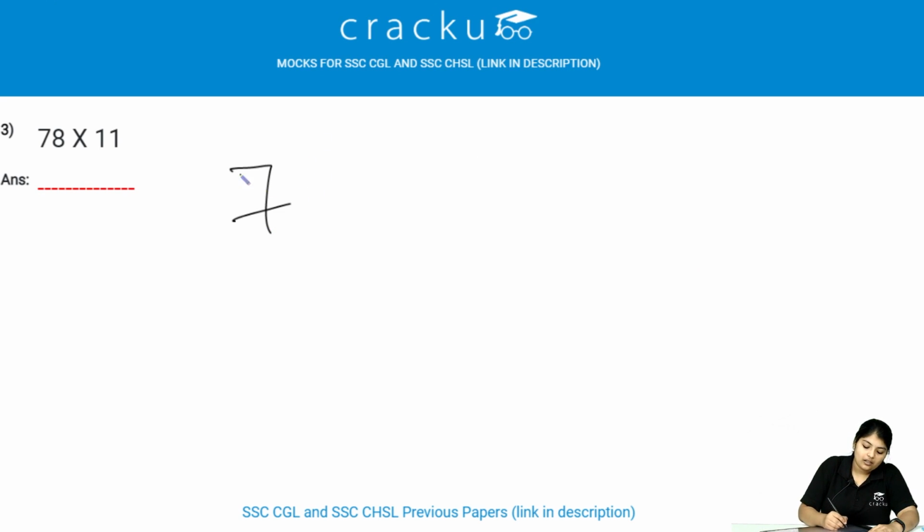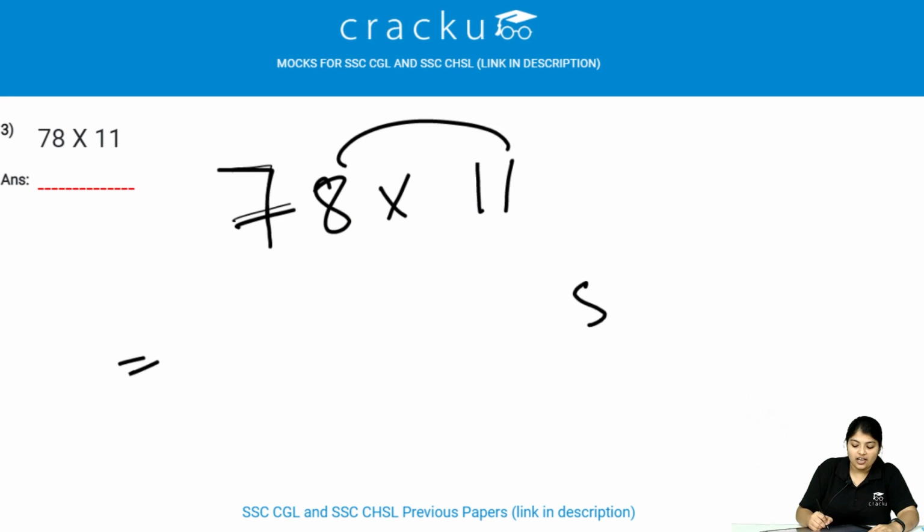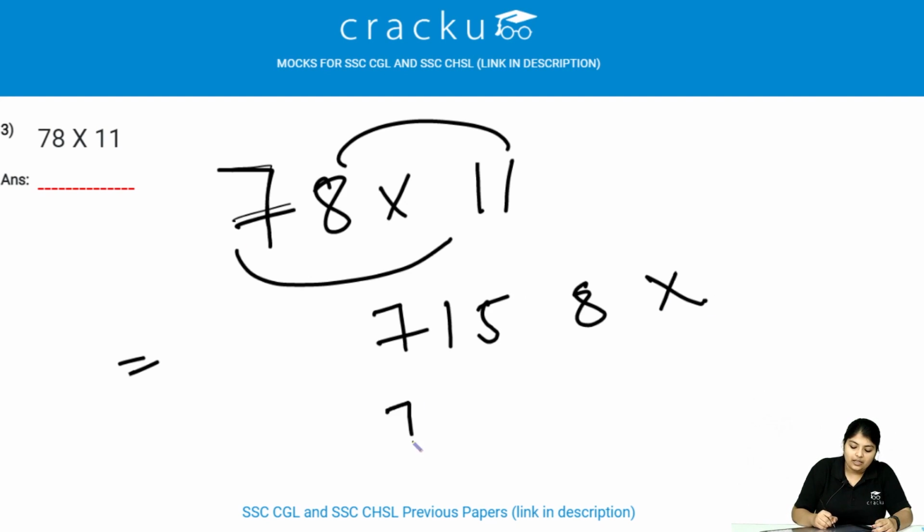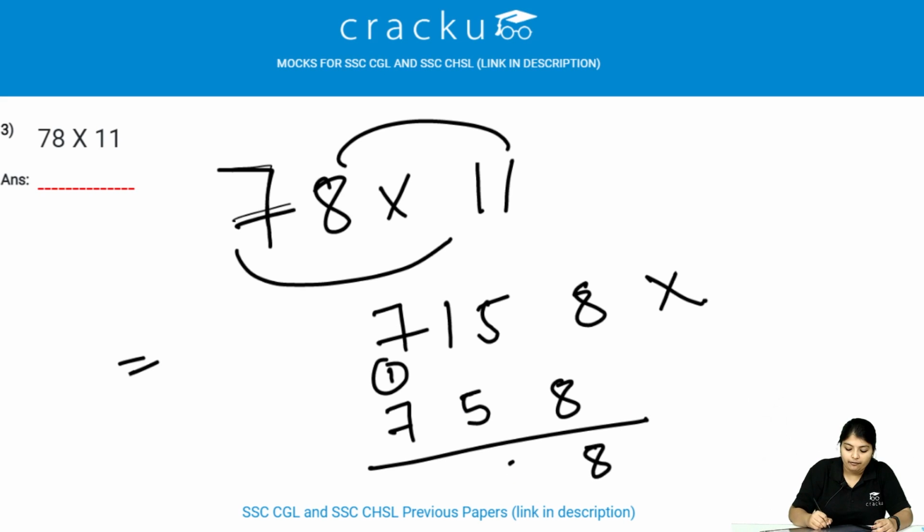78 into 11. 8 ones is 8 in the units place, 7 ones is 7 here, 8 plus 7 is 15. Now what to do? Here comes the problem, we should not write it as 15 like how we did in the previous case. This is wrong. The answer will be 7, 8 and this 15, you carry 1 and 5 here. The final answer will be 8, 5, 7 plus 1 is 8. The answer is 858.